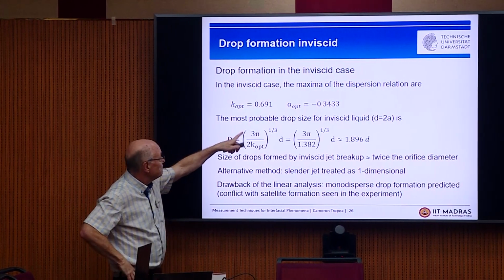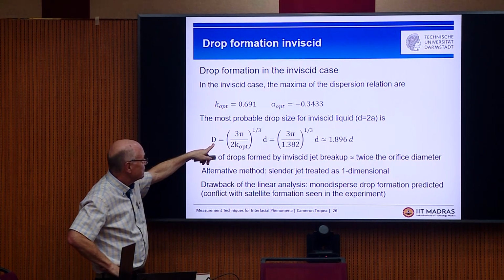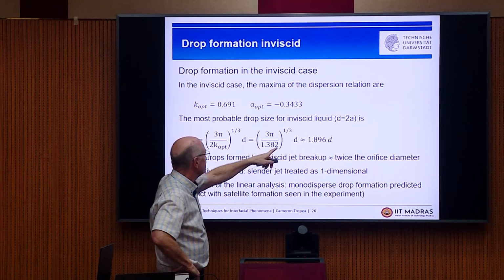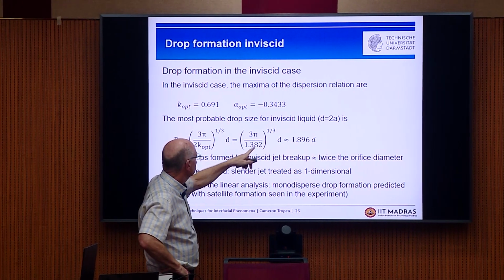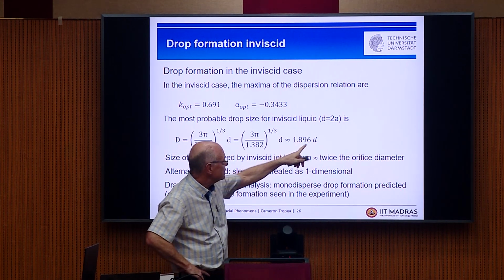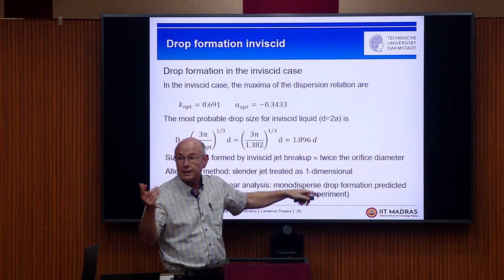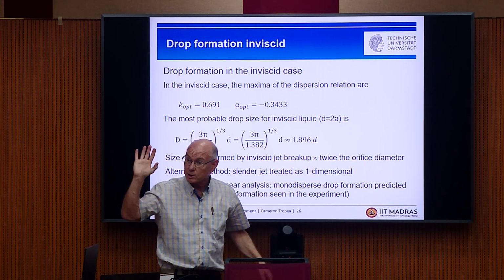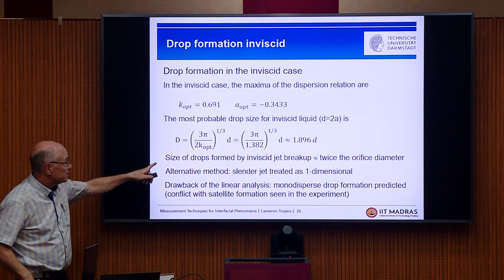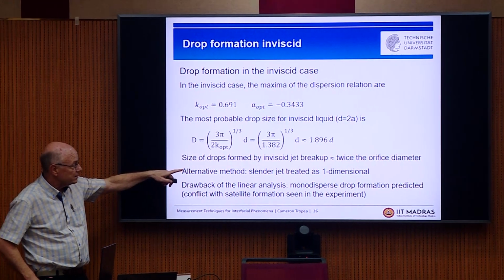So it turns out that without viscosity, the drop diameter will be, oh, this is not correct. Oh, that's correct. The drop diameter will be roughly 2 times the diameter of the liquid jet. The one I gave before with the Ohnesorge number was with viscosity. That's a little bit more complicated to derive. So we can say the size of drops formed by inviscid jet breakup is about twice the orifice diameter.